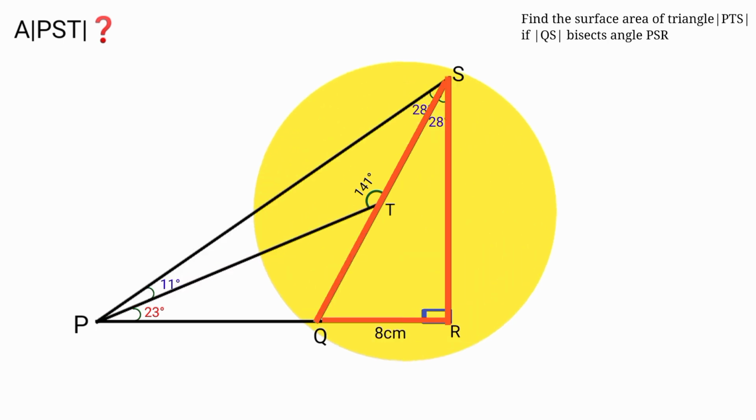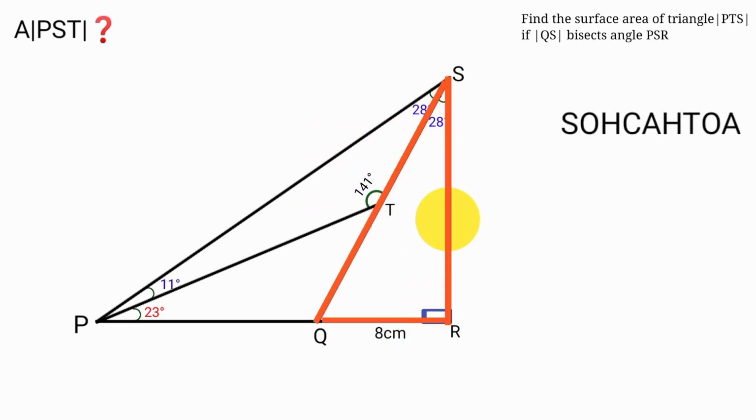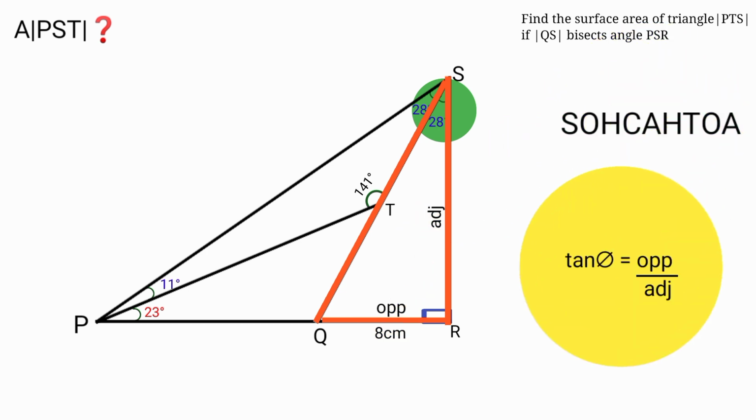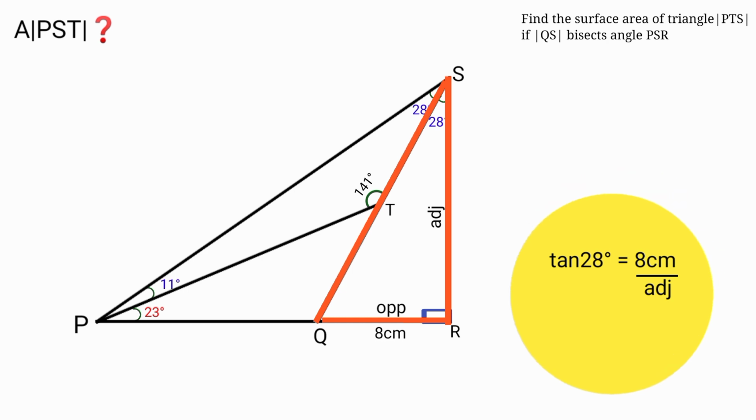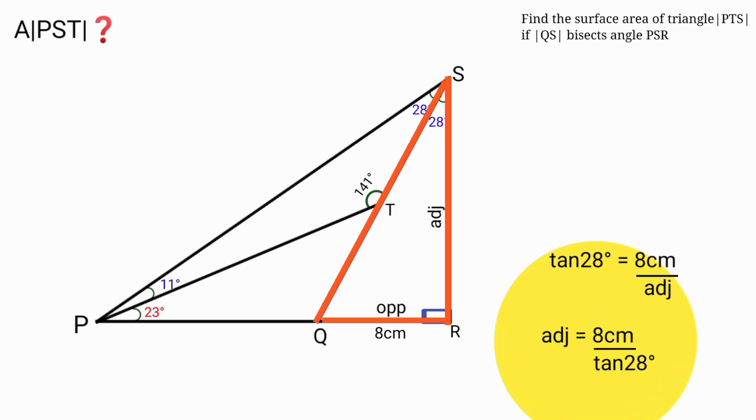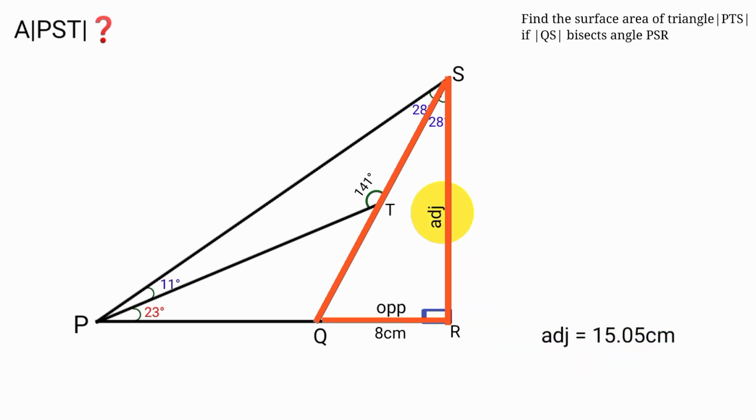Okay, if you come back here, we can use the SOHCAHTOA tool to find the length of this side here. From here, this is the opposite and this is the adjacent. And here, this TOA means tan theta equal to opposite over adjacent. Theta is 28 degrees, opposite is 8 centimeters. So tan 28 degrees equal to 8 centimeters over adjacent. Making adjacent the subject, adjacent equal to 8 centimeters over tan 28 degrees, which if you press a calculator is approximately equal to 15.05 centimeters. So the length of this side here is 15.05 centimeters.